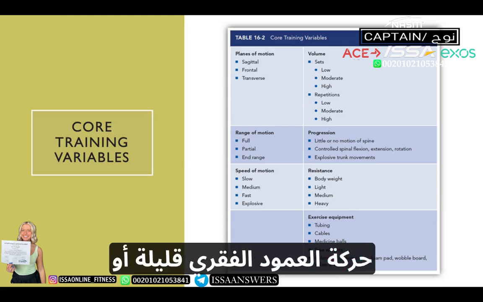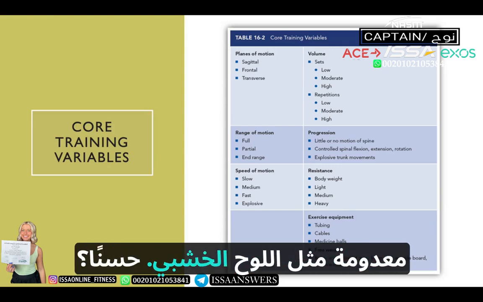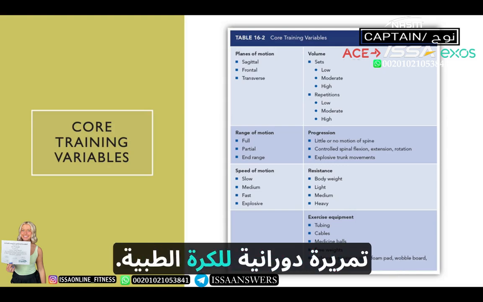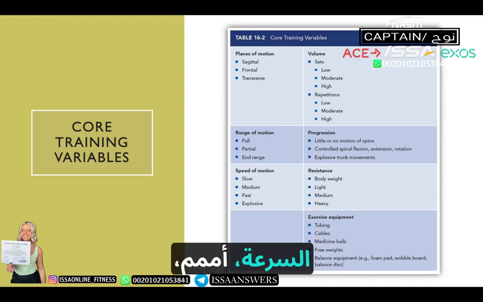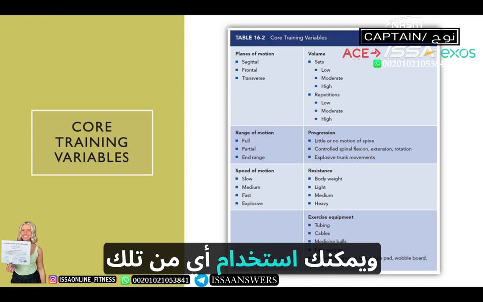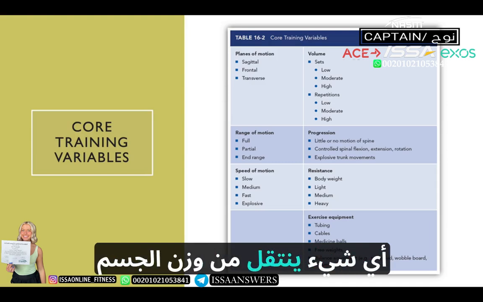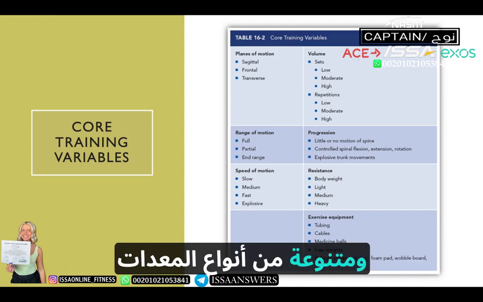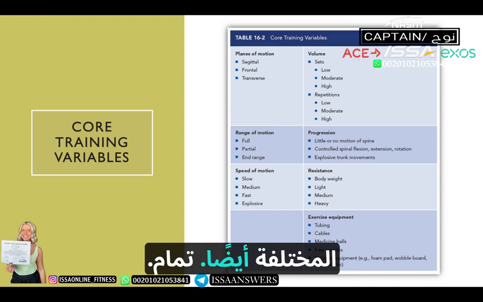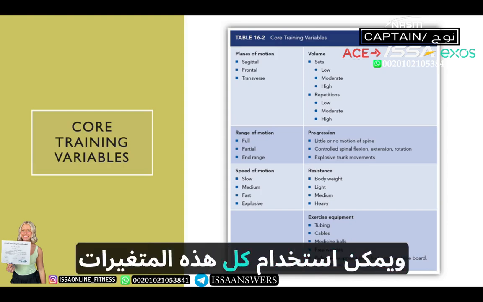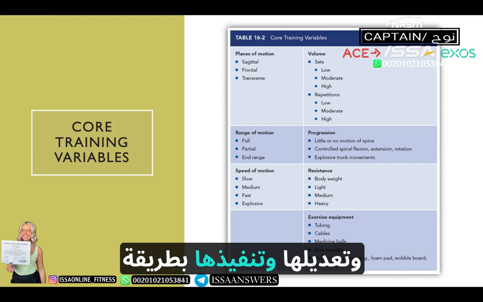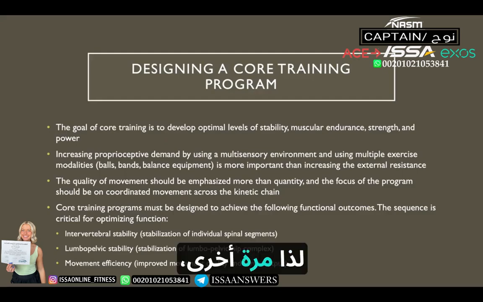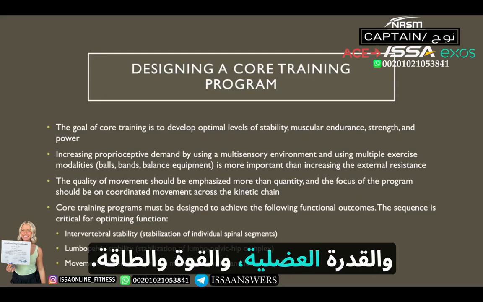Then we go into little to no spine movement like a plank, and then progress all the way to explosive trunk movements like a medicine ball rotational pass. Speed goes from slow to explosive, and use any of those. Resistance, just like anything, goes from body weight only to heavier, and then using a multitude of different types of equipment can be used as well. All of those variables can be used and adjusted and implemented in a way that works for everybody. So again, working on stability, muscular endurance, strength, and power.